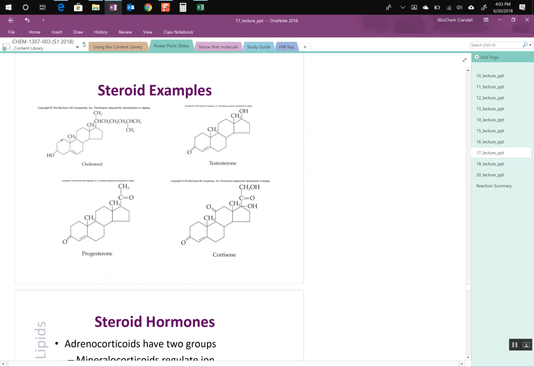So here we can see this is a cholesterol nucleus. And then attached to that are these different groups, which would make it a different type of molecule. So here is a cholesterol molecule, here is testosterone, which is also a steroid molecule. Progesterone is a steroid. Cortisone is a steroid.